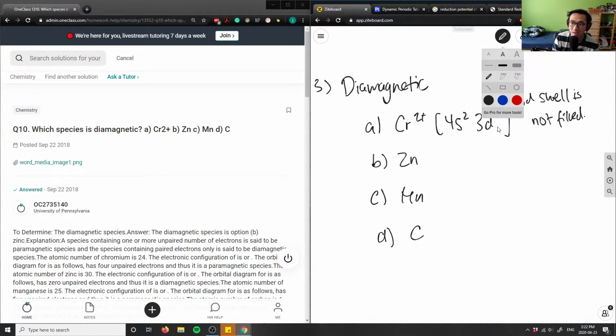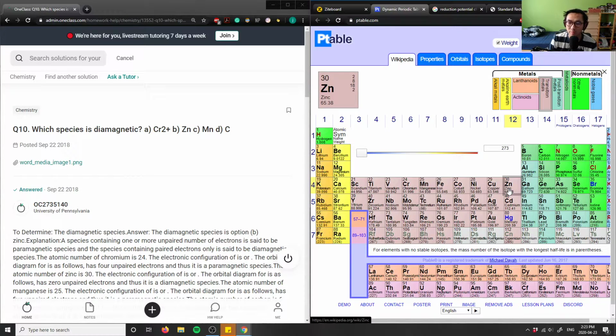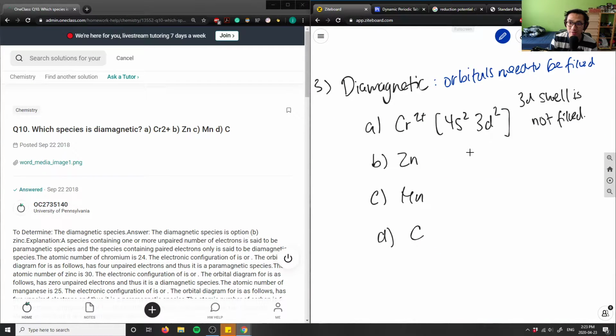For it to be diamagnetic, I need the orbitals to be filled. So let's look at zinc. Zinc is this one here. This would be 4s2 and then 3d 1, 2, 3, 4, 5, 6, 7, 8, 9, 10. So the electron configuration is 4s2, 3d10. In this case, the 3d shell is filled, right? It has 10 electrons in my 3d10 here. So zinc is diamagnetic. The 3d shell is filled. I have 10 electrons in the shell, which is great.